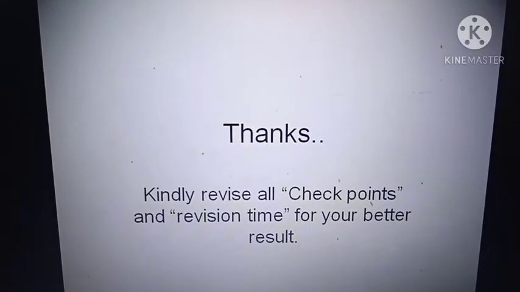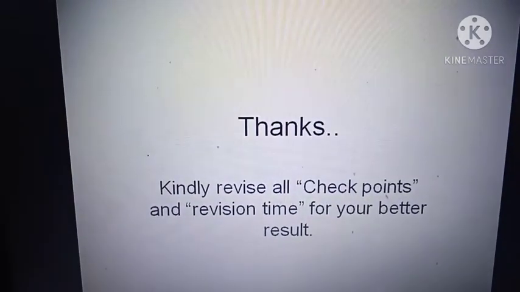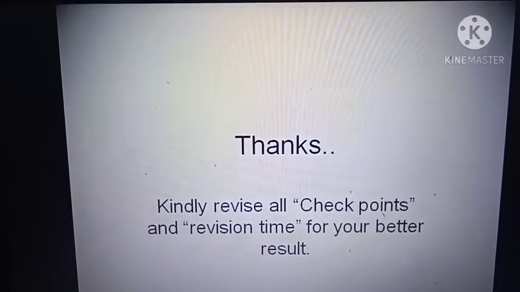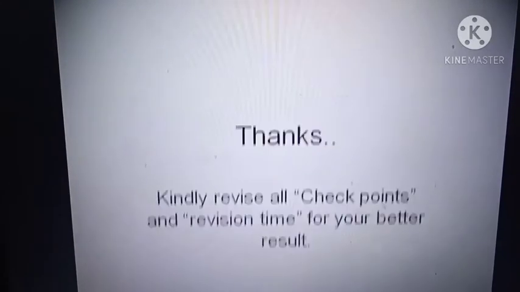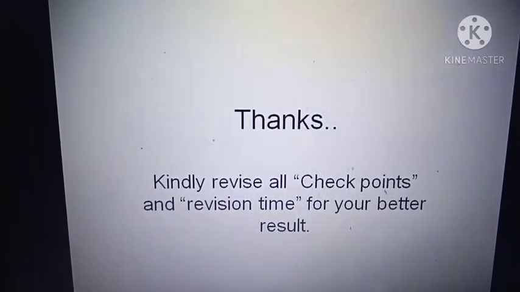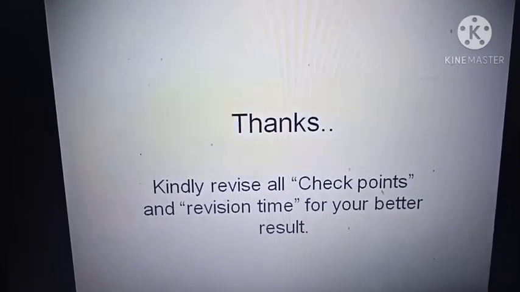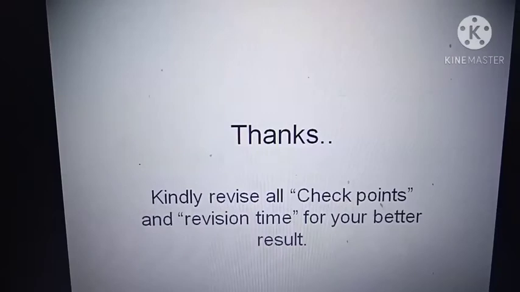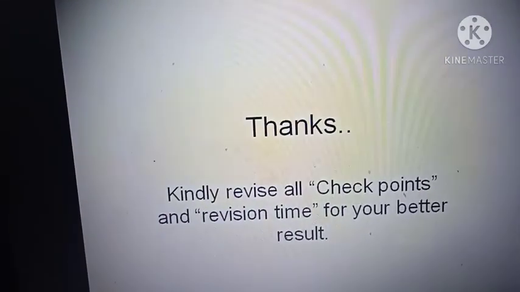Kindly revise all checkpoints. It is most important revision time and you must go through the chapters for better results. Hope you will do better in this examination as compared to the last examinations. We will conclude with these ideas, and next time you should be ready with the next chapter, sprites 2. Thank you all.